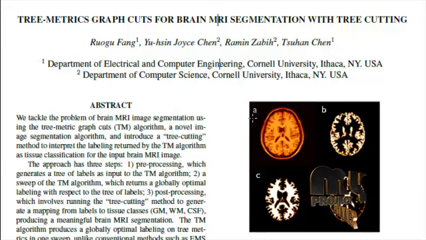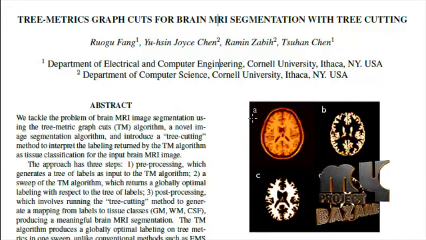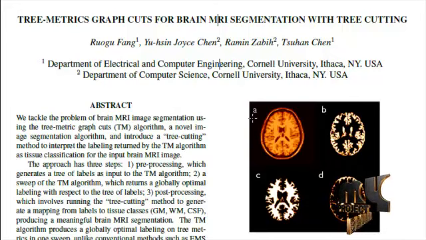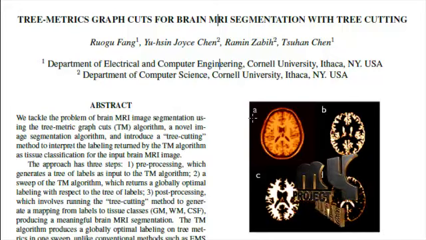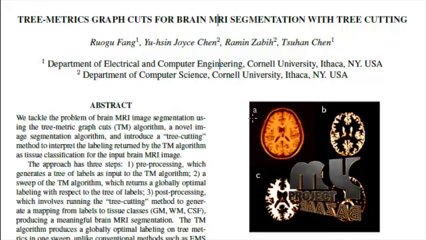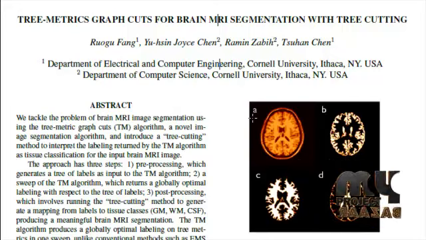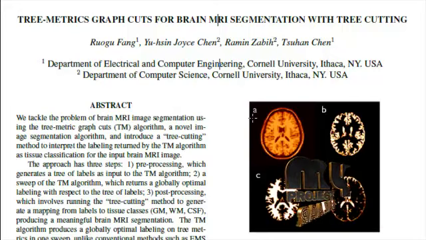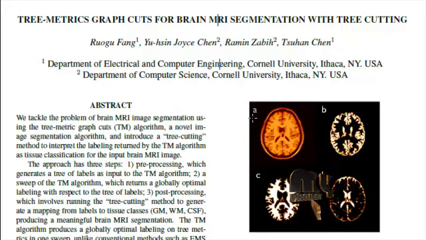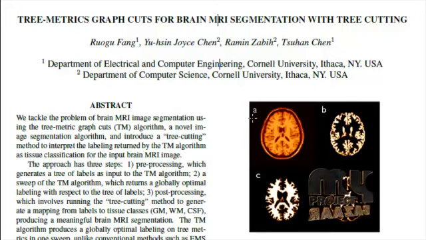Our approach, which is efficient in computing and globally optimized in the tree metrics labeling, performs better than the conventional approaches in terms of the overall accuracy and avoids the iterative method, which is computationally intense. The approach has three steps. First step is pre-processing, which generates a tree of labels as input to the TM algorithm. The second step is a sweep of the TM algorithm, which returns a globally optimal labeling with respect to the tree of labels. The third step, post-processing, involves running the tree cutting methods to generate a mapping from labels to tissue classes, producing a meaningful brain MRI segmentation.